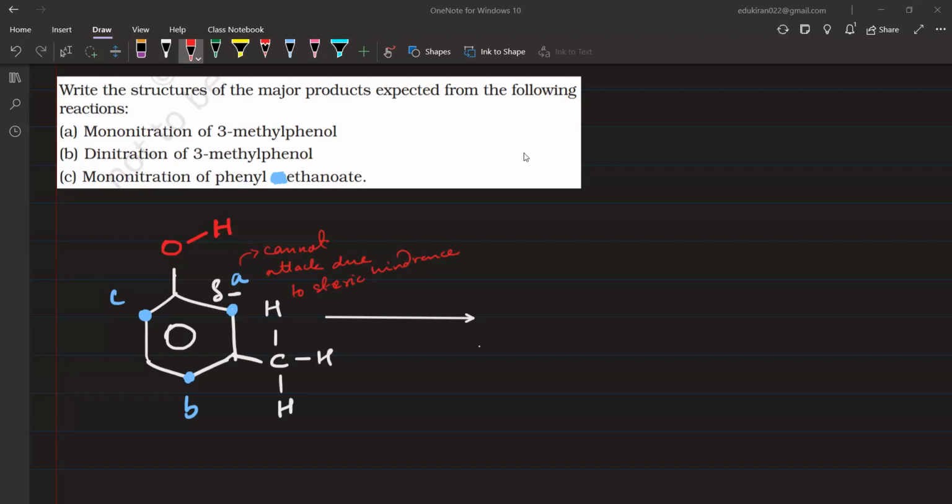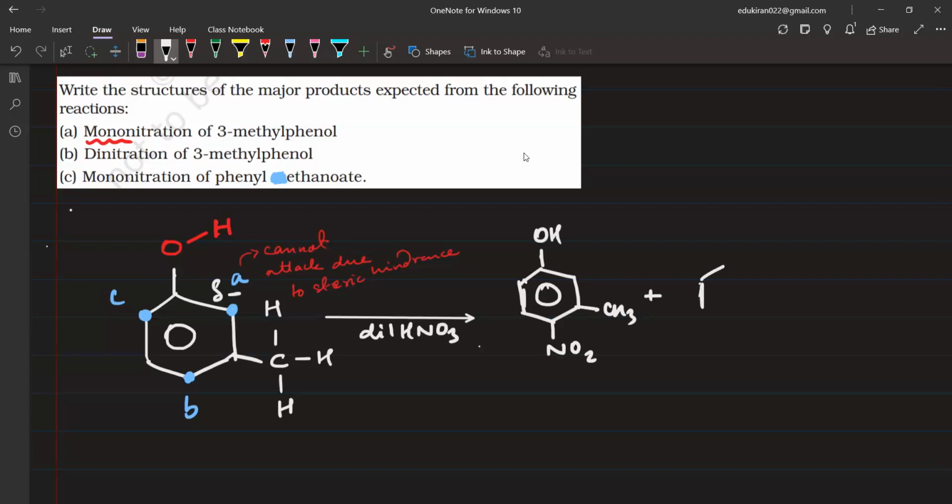Now, when we have mononitration, I will use dilute HNO3, because we are doing mononitration. And the products that we will be getting will be NO2 in the B position and another product with NO2 in the C position. Correct, guys? OH as it is, CH3 as it is, NO2 in the para position, plus OH as it is, CH3 as it is, and NO2 in the ortho position.